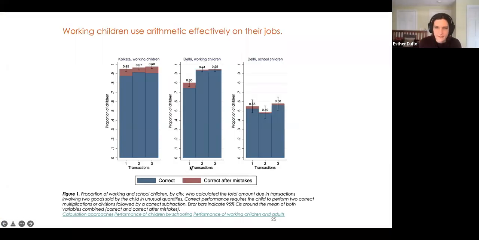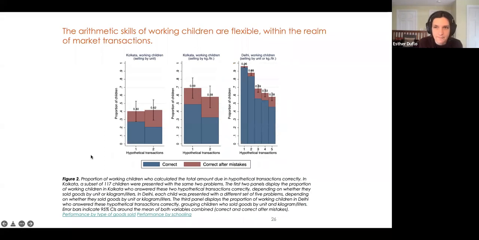What do we find? Well, the first thing is confirming the intuitive idea that we had, which is that working children are extraordinarily good at doing these complicated calculations. In the decoy study, mostly they are above 90%, 95% accuracy, much better than the daily school children on similar market-like problems. So they are indeed very good at running these math problems.